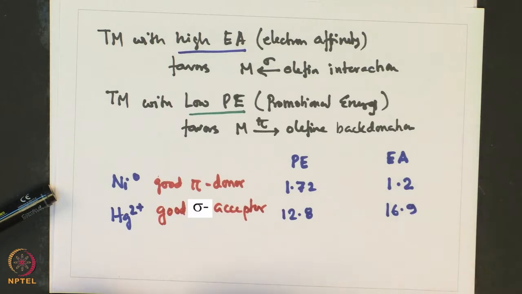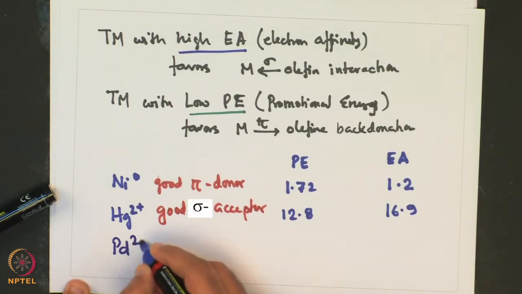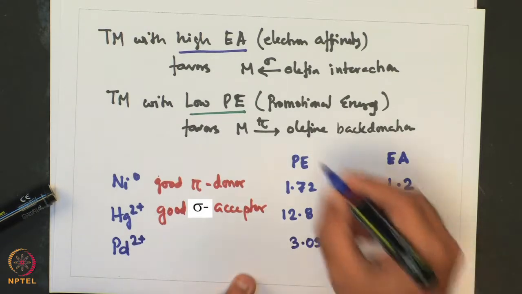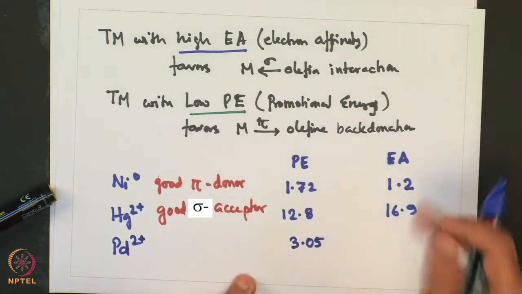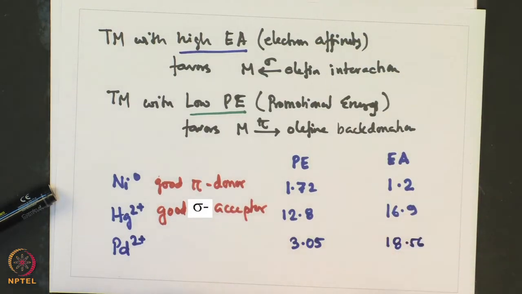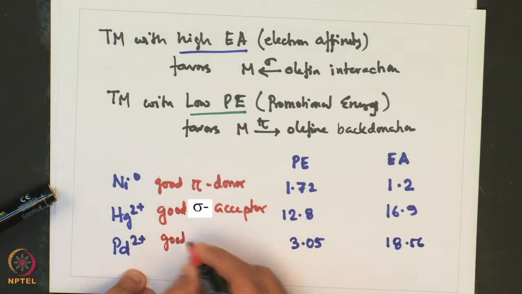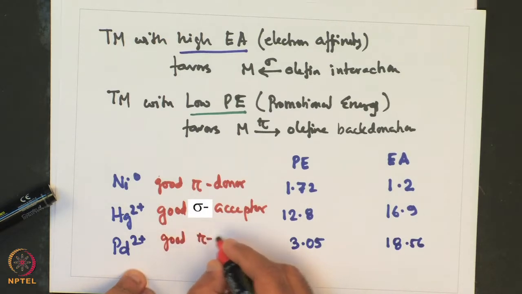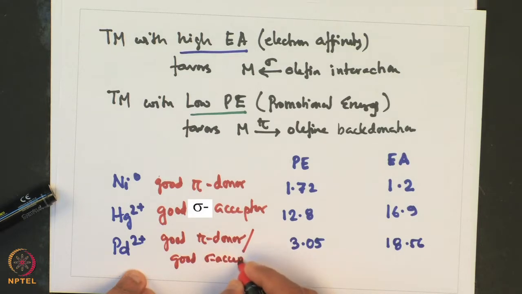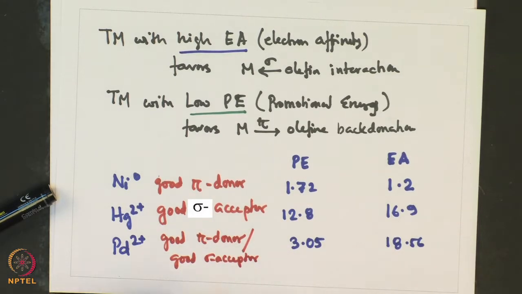And similarly, let us take a look at palladium, Pd2+. It has quite low promotional energy of 3.05, so it has low promotional energy, meaning good back donation, and extremely high electron affinity of 18.56. That means palladium 2+ is a good pi donor and also a good sigma acceptor because of very high electron affinity.